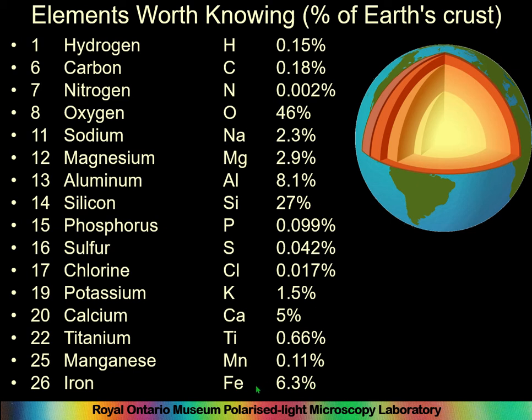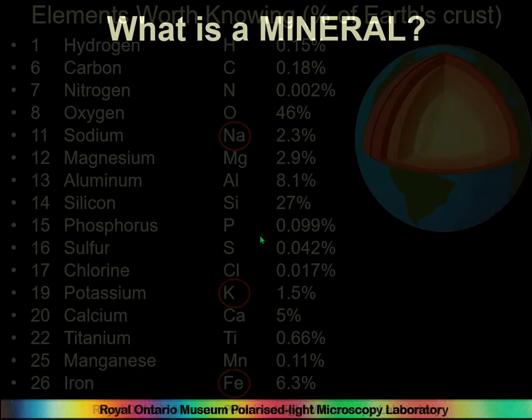Other common elements are iron in the Earth's crust. This is how much is in the Earth's crust. Iron is quite important. Calcium, potassium, aluminium, manganese, sodium. Yeah, those. And so those are what make up most of the rock-forming minerals. And some of them have funny things that hopefully you'll know what's going on there.